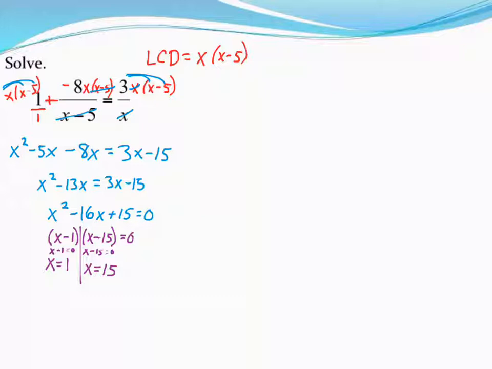Remember, before you circle either one of those answers, you should see if either of them would be extraneous, if either of them would result in dividing by 0. So go back and look at the original problem. There was a denominator that said x minus 5, and there was a denominator that said x. Would plugging in either 1 or 15 into either of those spots result in a 0? And the answer is no. So in this case, both of these answers are a-okay. X could be 15 or x could be 1.